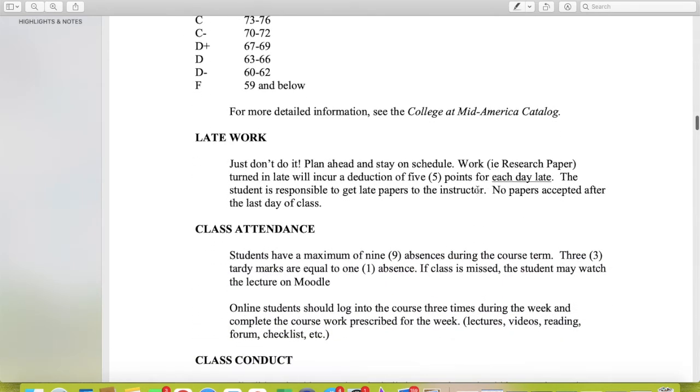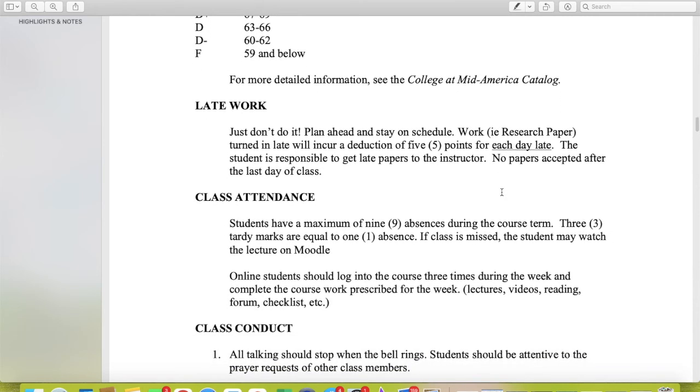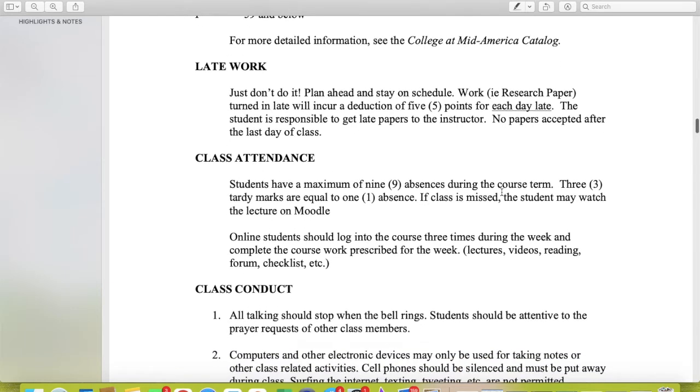Late work, the only late work that could happen in this class is going to be a research paper. So it's 5 points per day, and that is actual days. It's not just school days. So don't think that if I miss the turn-in day and I turn it in the next Monday that I'm okay for the weekend. No, that's wrong. You will get deducted 5 points for Saturday, 5 points for Sunday, etc. So make sure you get it turned in.